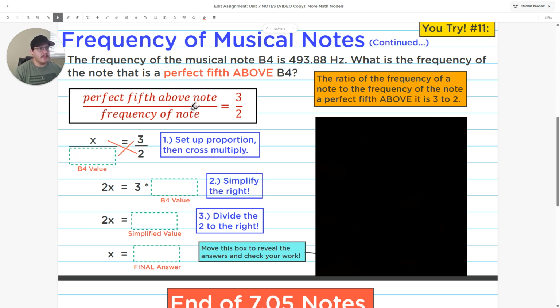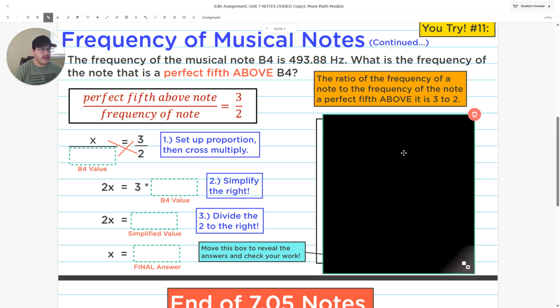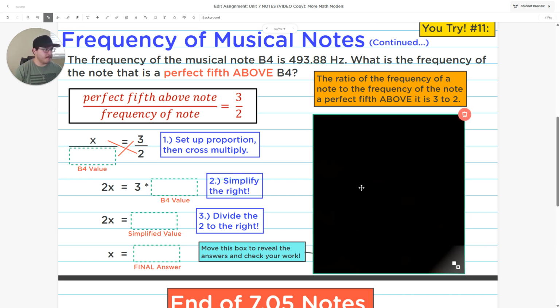So again, notice the formula, and since we want it above, this note has to be below the formula right here. And then the top part is going to turn into an X, cross multiply, divide, and get your answer. Move this box if you're on Class Kick to check your work. At this moment, I would like y'all to pause the video, try this on your own. Otherwise, I'm going to continue on and show y'all this last problem.